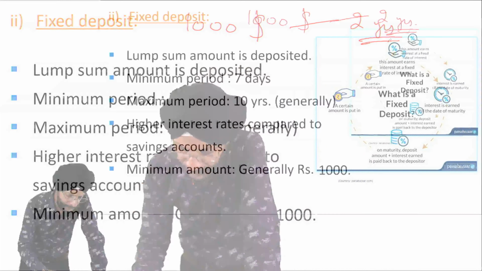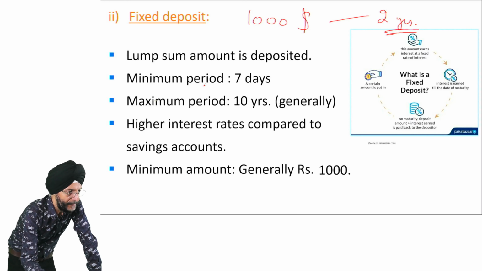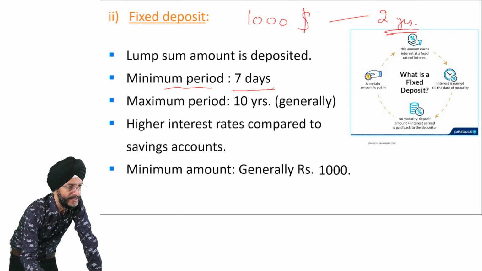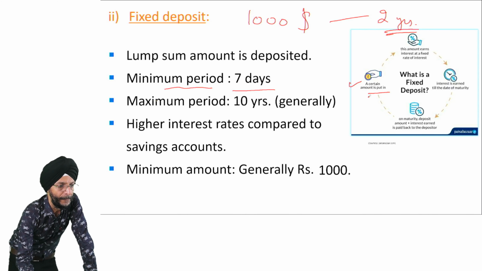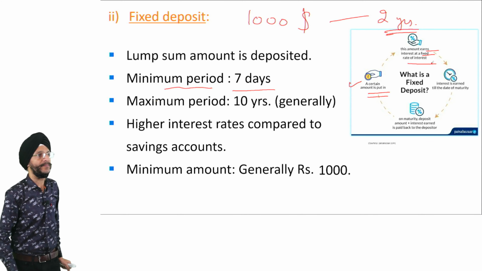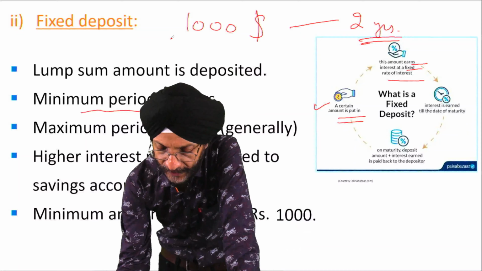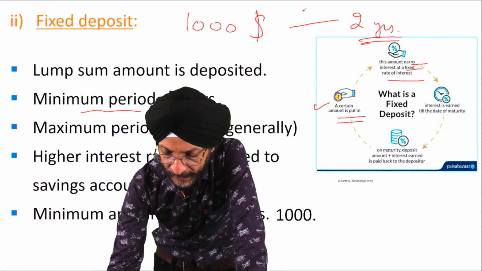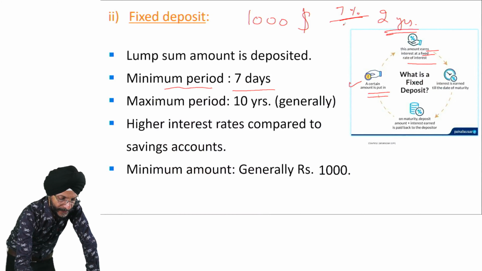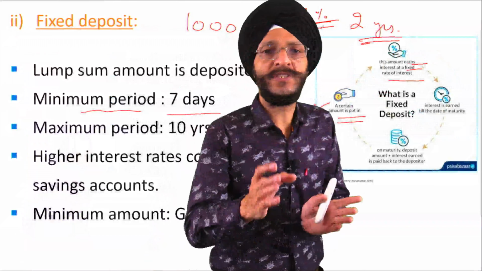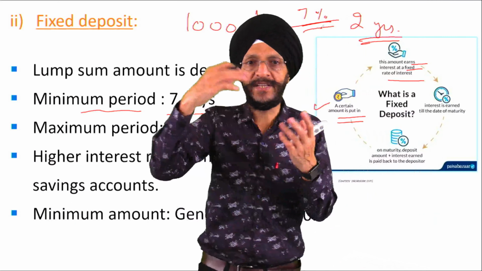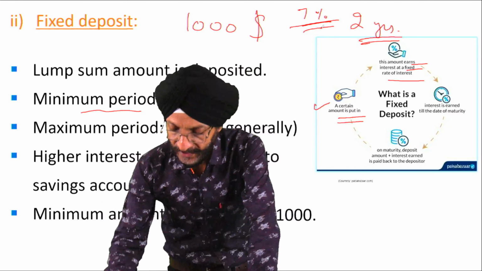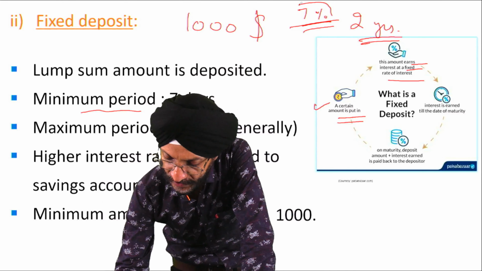In the case of the Indian banking system, the minimum period for a fixed deposit is 7 days. Here you can see that a certain amount is put in. This amount earns interest at a fixed rate of interest. Here, if we say deposit $1000 and the banks are giving say 7% interest per annum, and suppose after a few days the rate of interest increases or decreases, the banks will give you only this amount.